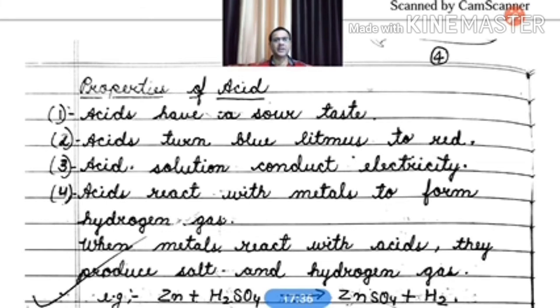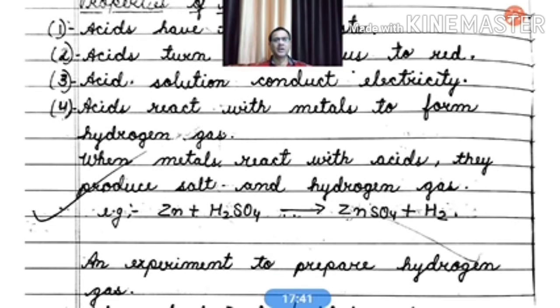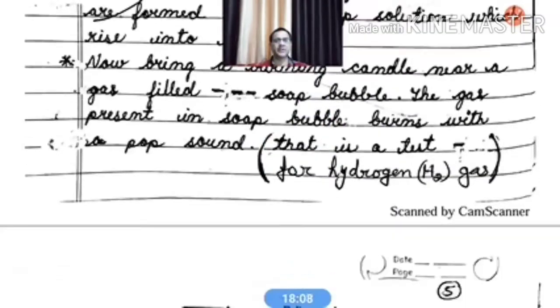Fourth point, acids react with metals to form hydrogen gas. That is a very important point. Whenever an acid reacts with metals, for example here I am taking H2SO4, that is sulfuric acid, when it reacts with a metal like zinc, it produces hydrogen gas. So this is the fourth property of acids. When acids react with metals, they produce hydrogen gas. One experiment is also given in your syllabus in the NCERT, and in this experiment, just see the diagram.